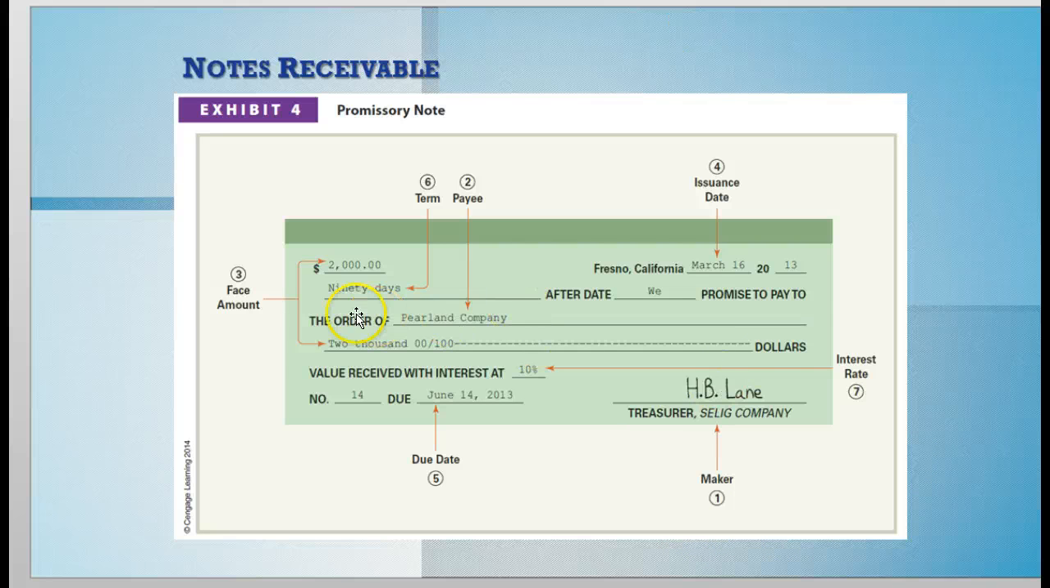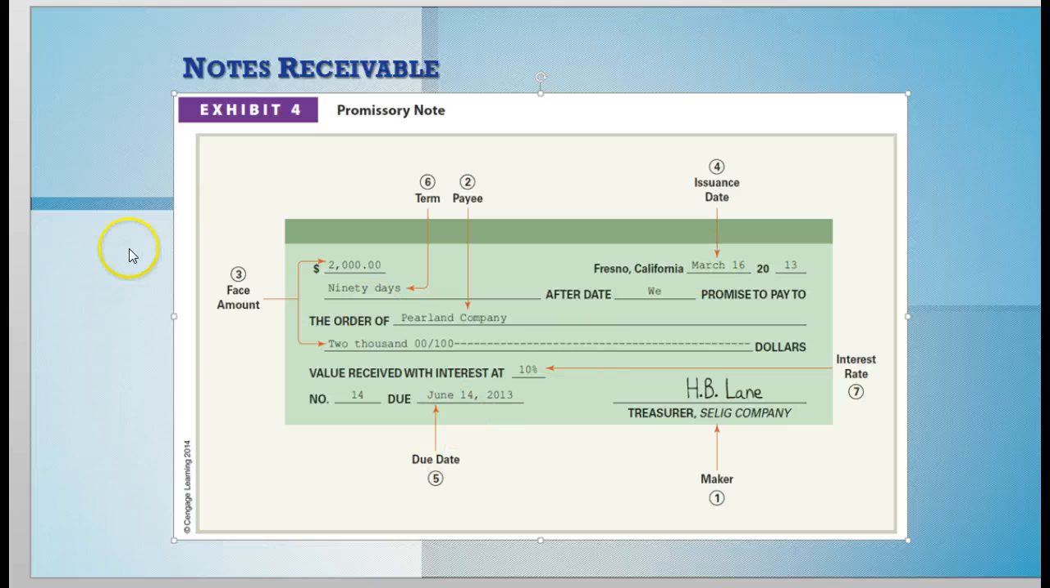Here is the pay to the order of Pureland Company. It's Selig Company that's writing the note. It's for $2,000, and you can see this written down here. The issue date is March 16th. They're going to pay an interest rate of 10%. Now it's 10% annual. And it's due on June 14th of 2013. So this looks like it's about a 3-month note.